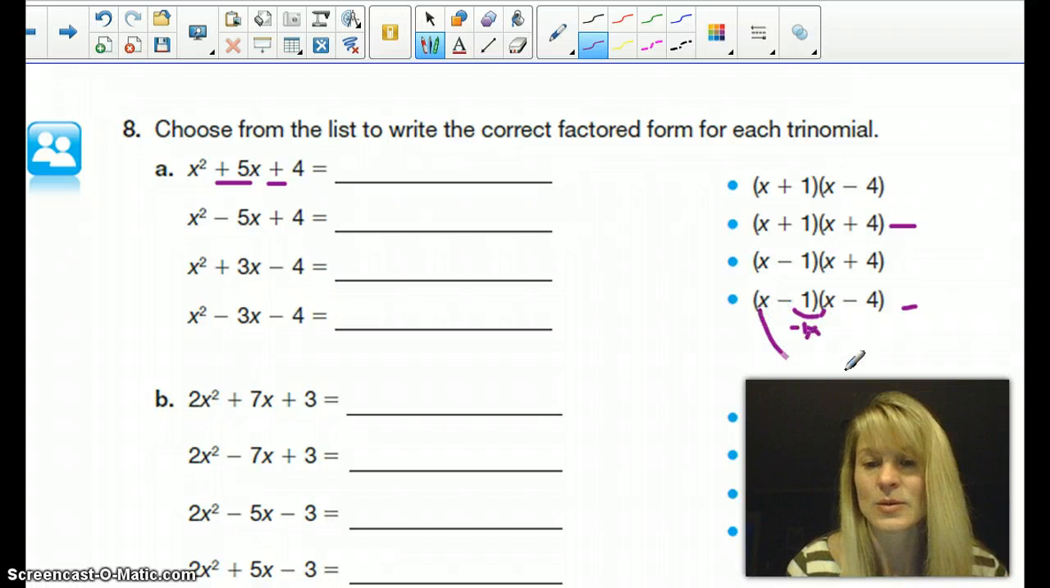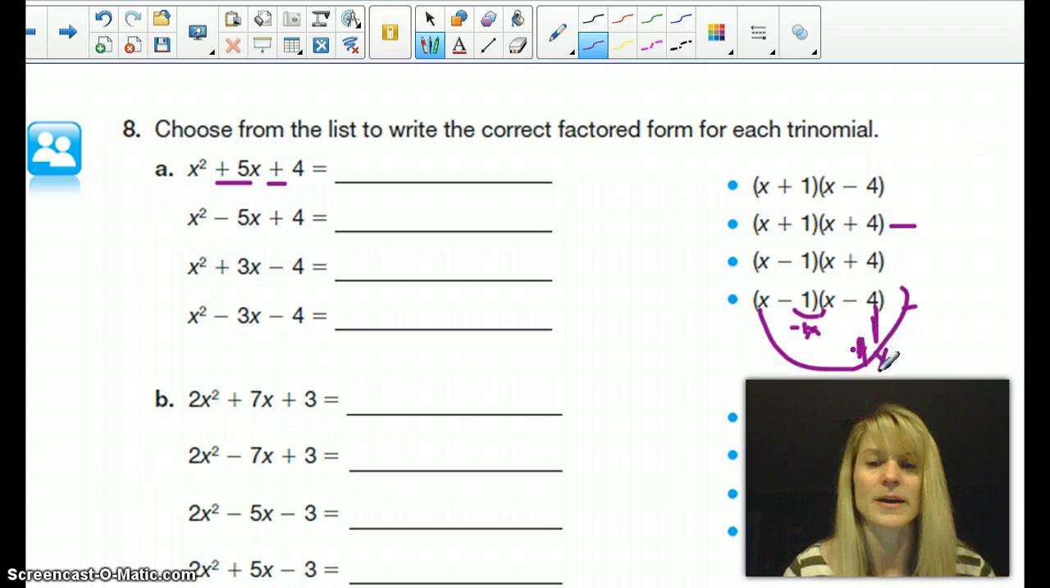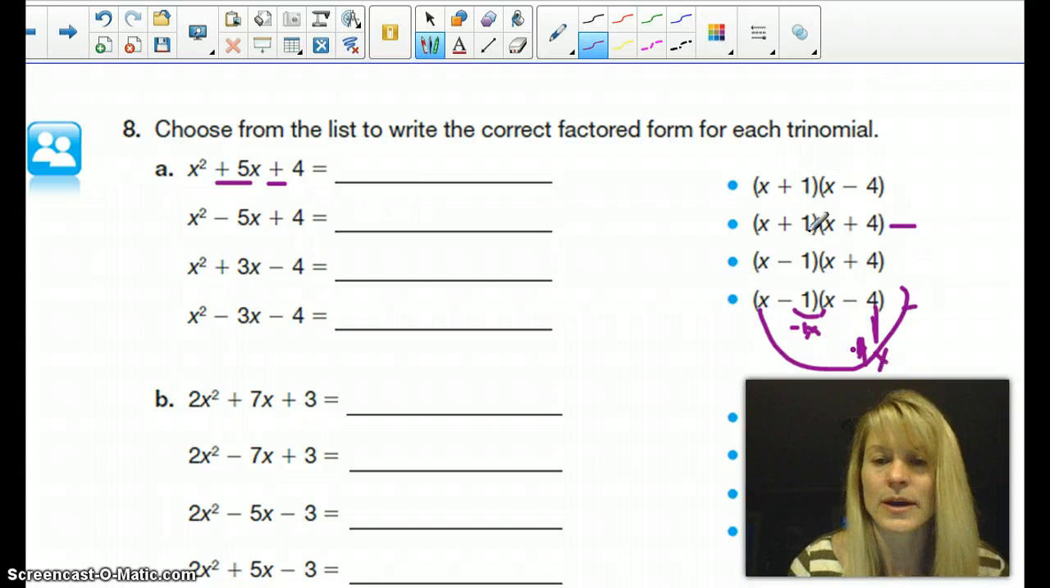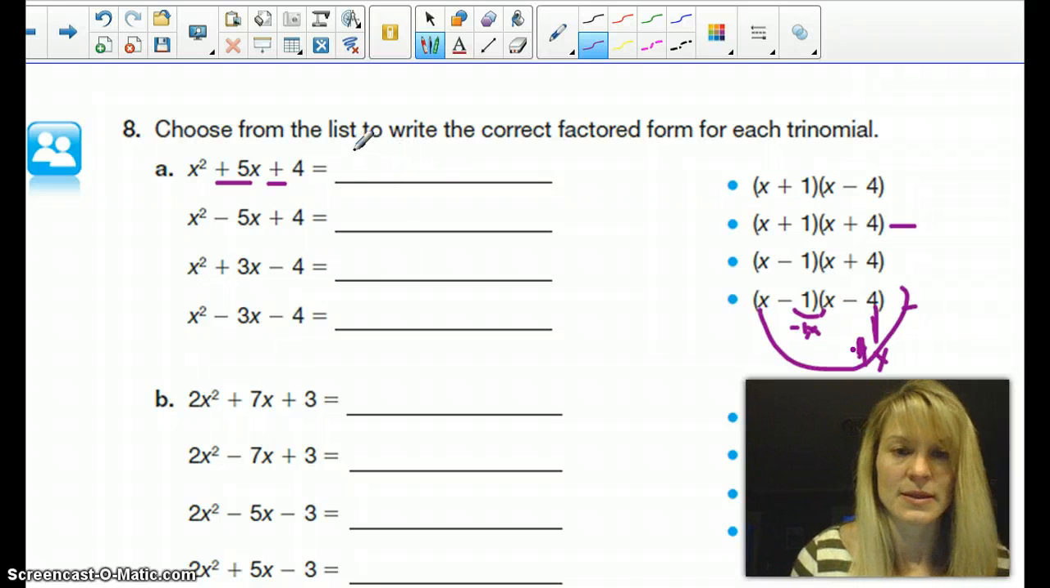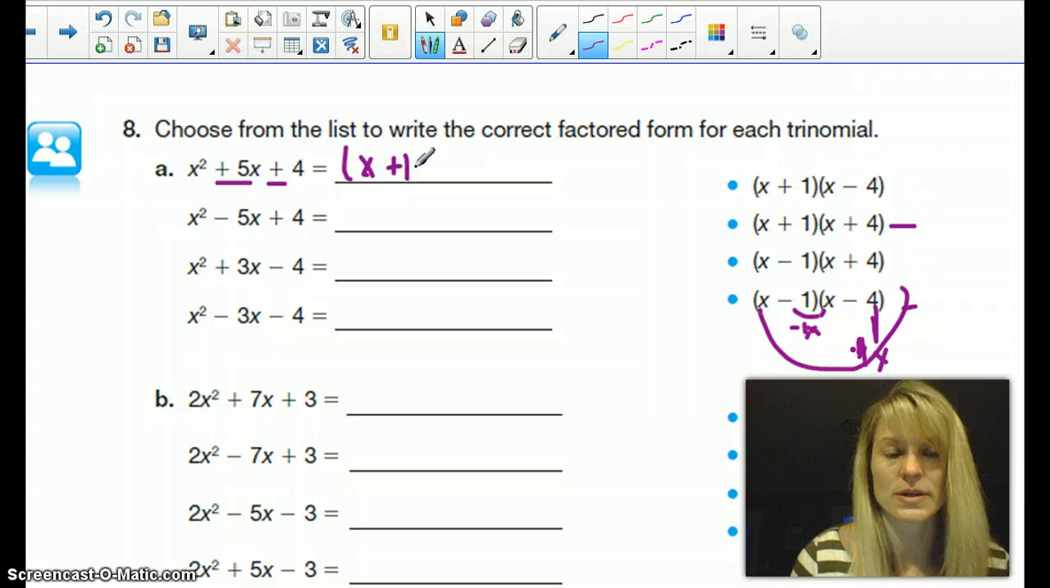And then this is going to give me, oops, I meant to go here, a negative 5x. Or 4x, excuse me. So when we add those, negative 1x and 4x, it gives me negative 5x. So that can't work. Here we'll have 1x and 4x, and 1x plus 4x is 5x. So this one should go here, x plus 1, and then x plus 4.